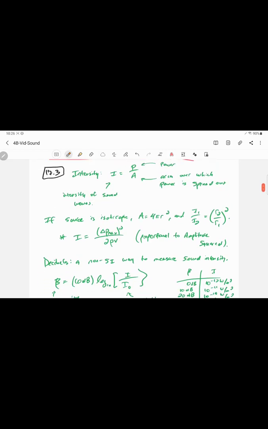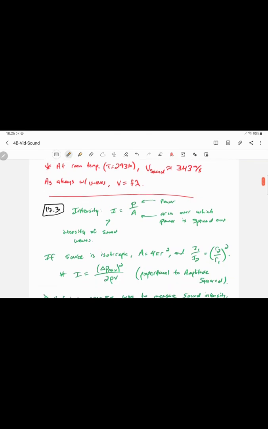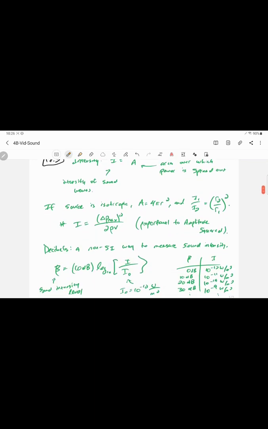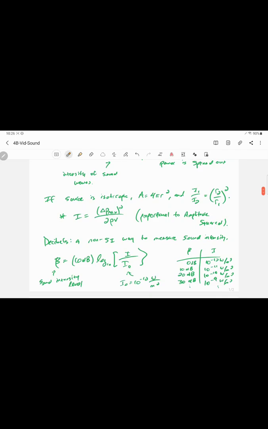Another topic related to intensity of sound waves. So SI units would be watts per square meter. So watts for power and square meters for area. Decibels is another non-SI unit. It's a logarithmic scale. So for every factor of 10 in absolute intensity that you grow, you only gain 10 decibels.